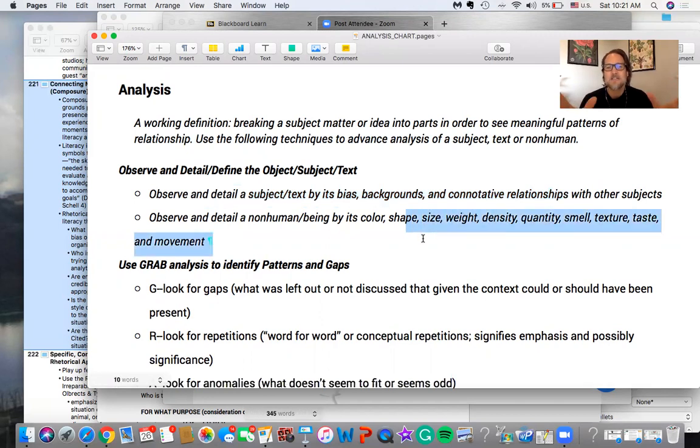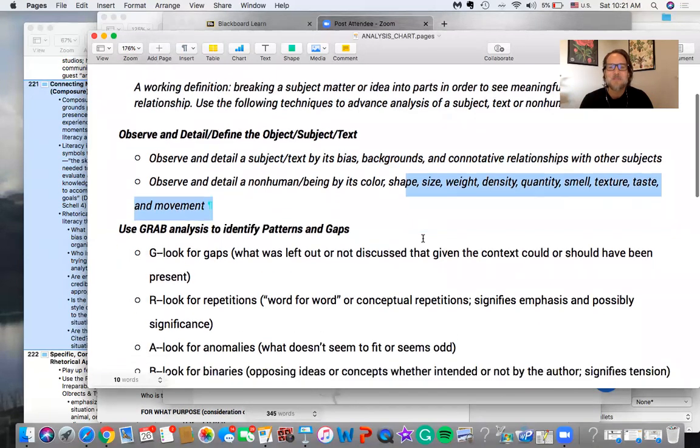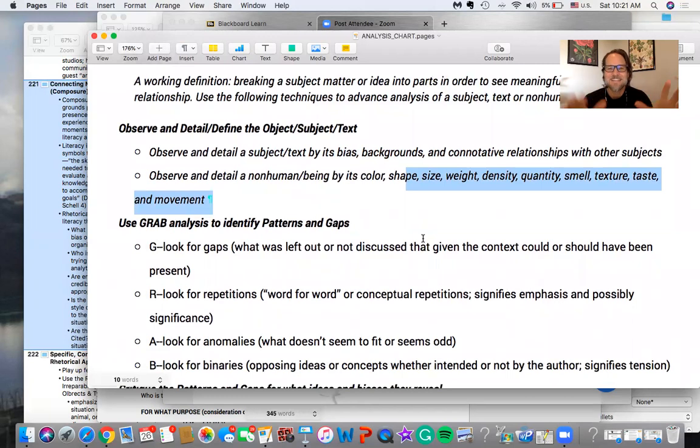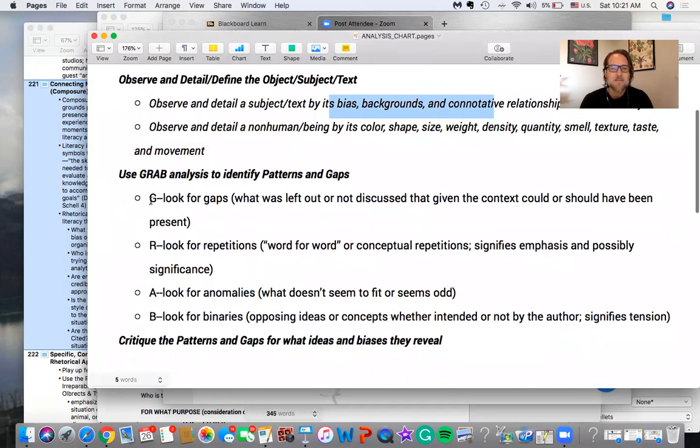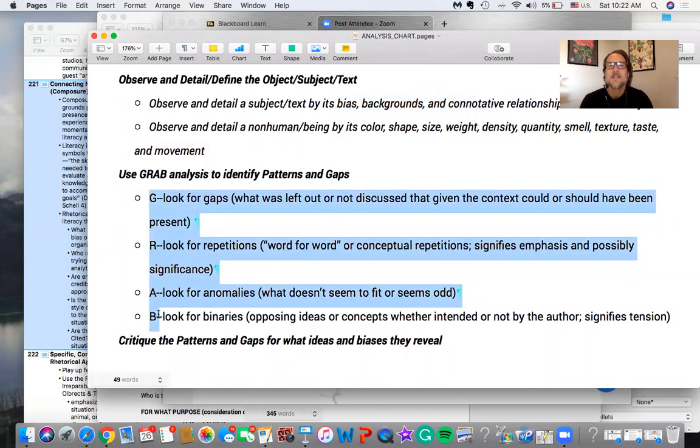Now, this doesn't always make sense. You're saying, wait a second, we're going to observe in detail a non-human? I'll talk about that in the next unit, an object or an idea. But let's just stay right here, which is look at the bias, the background, and the connotations. All right, we've talked already about this. I don't need to rehash it. I'm just going to hit them very quickly.